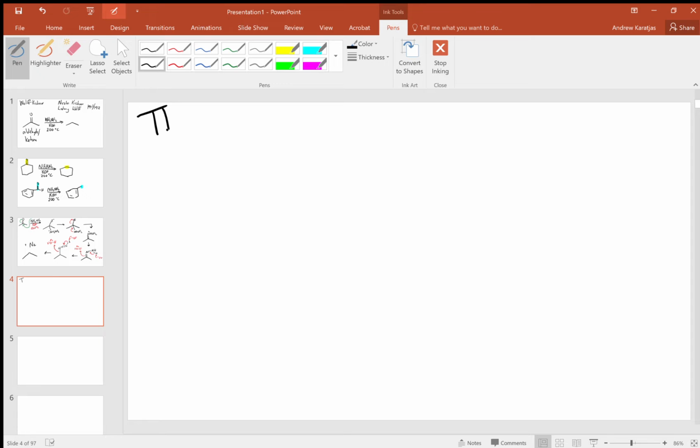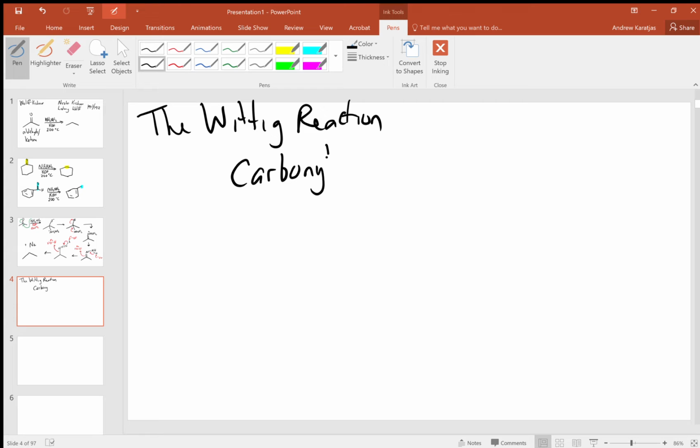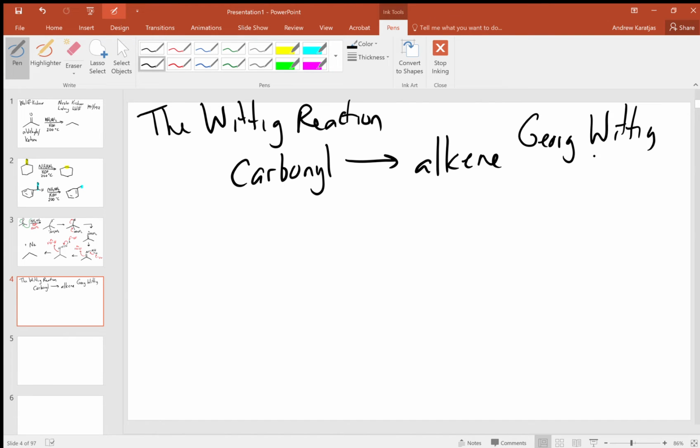Here we take a look at the Wittig reaction. The Wittig reaction is a reaction that allows us to convert a carbonyl directly into an alkene. This reaction was first published by Wittig in 1954, and he ended up winning the 1981 Nobel Prize in Chemistry for this reaction.